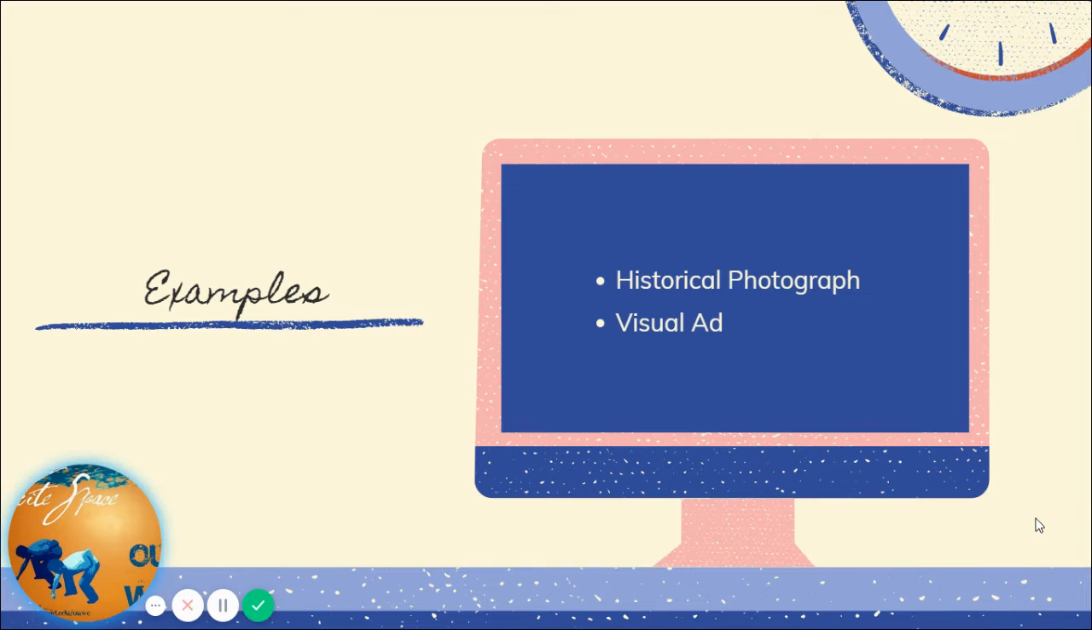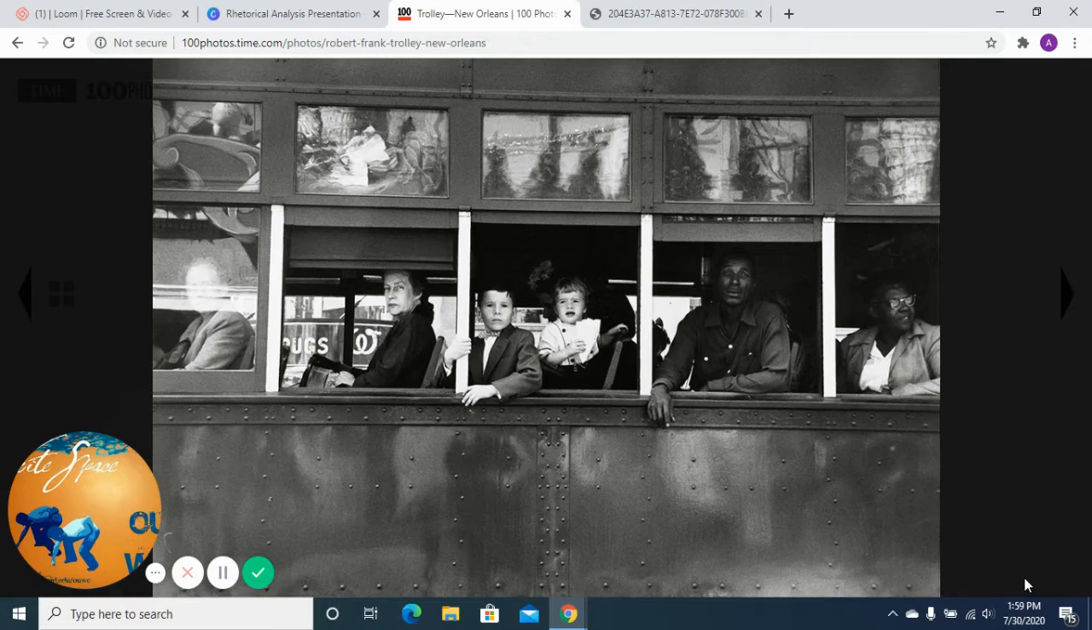So actually, let's look at some examples. Let's look at a historical photograph and a visual ad. So our first example is a historical photograph by photographer Robert Frank in 1955, and it is titled Trolley, New Orleans. So again, put yourself in the audience's shoes and think of the photographer as the rhetor in this situation. So take note and let's move through the rhetorical appeals to see if we can find a central theme from this photograph.